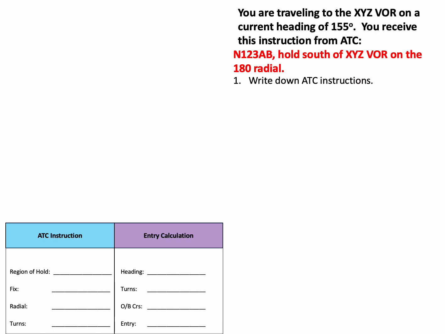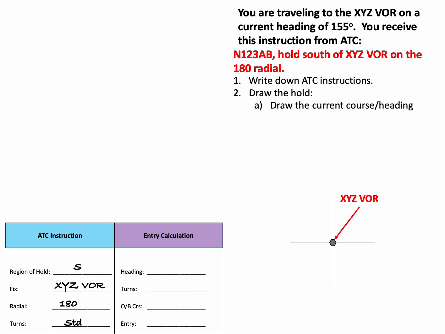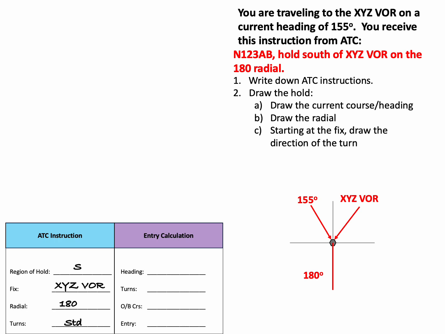Step 1, write down the instructions as you read them. Region of hold, south, fix, XYZ VOR, radial 180, and turns are standard because this instruction did not specify any turn direction. Step 2, draw the VOR on your paper and label it XYZ VOR. Then, draw the current course or heading to the VOR, in this case the 155 degrees. Then, draw the 180 radial from the VOR, remembering radials run from the VOR. Then, starting at the fix, draw the direction of the turn. Standard means right turns.